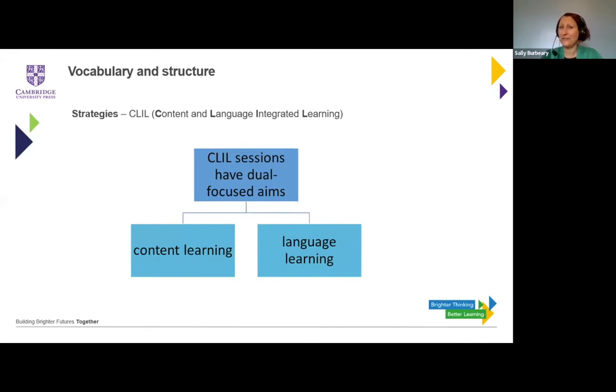I don't know if you've come across this idea before, but CLIL means content and language integrated learning. CLIL lessons have two focuses. Of course, the key focus is the scientific content, but running alongside that is an awareness of the language content that the students will need to access or use in order to be effective in their science. So content is the science, but the language learning could be thinking about the vocabulary. It could be thinking about the structures that the students will need.